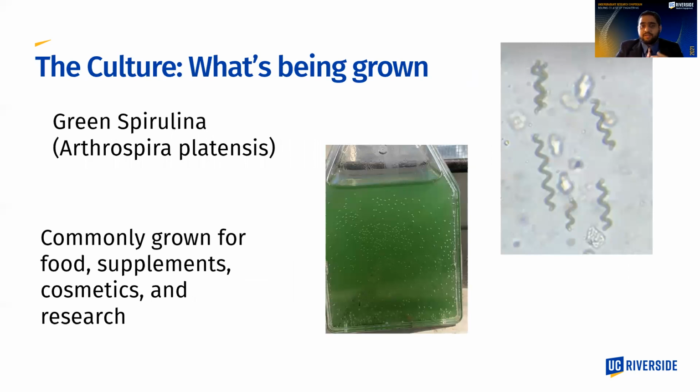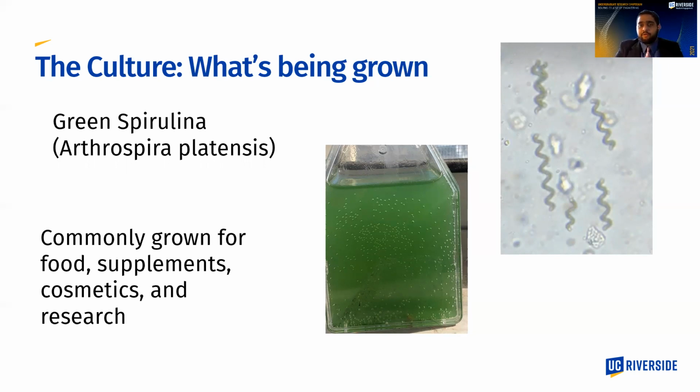So let's first talk about the culture. On the right here, you can see green spirulina, which is a very economical microorganism used in a variety of fields. It's commonly grown for food, supplements, cosmetics, and research, and is being looked at for its potential as an anti-cancer treatment. As you can see in this green image, that's what the culture looks like at the peak of its growth, where the bubbles show that the algae is photosynthesizing in this culture flask.